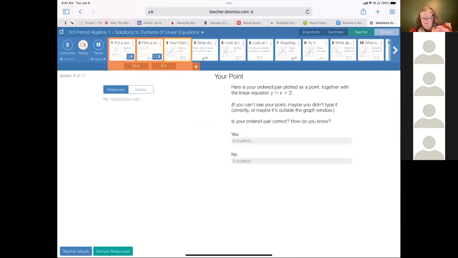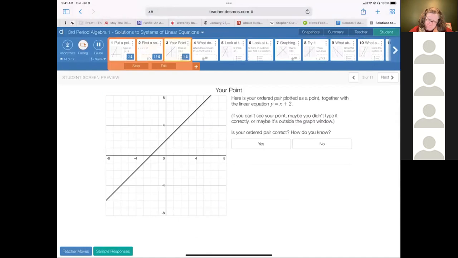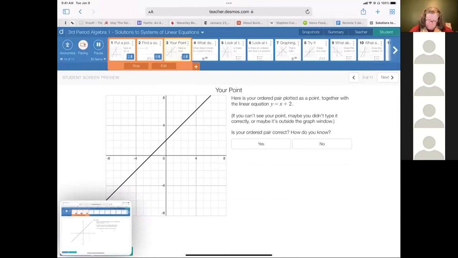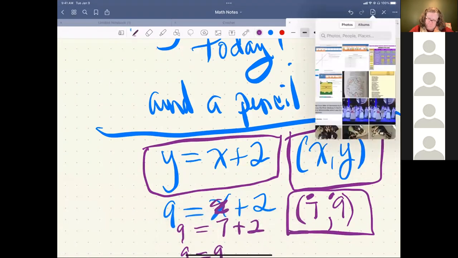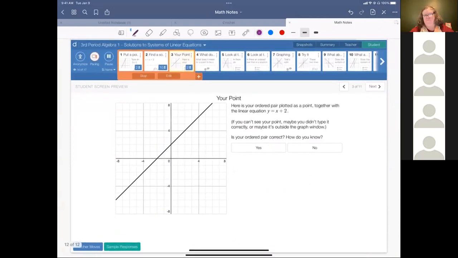All right. Take a look at slide 3. Can you see your ordered pair on the line? Okay, so I'm going to go back and look. Aklam changed hers to 5, 2. I'm sorry, I wrote that wrong. 2, 5. Nope, that's not right either. I'm looking at the wrong screen, I think. 5, 7. There we go.